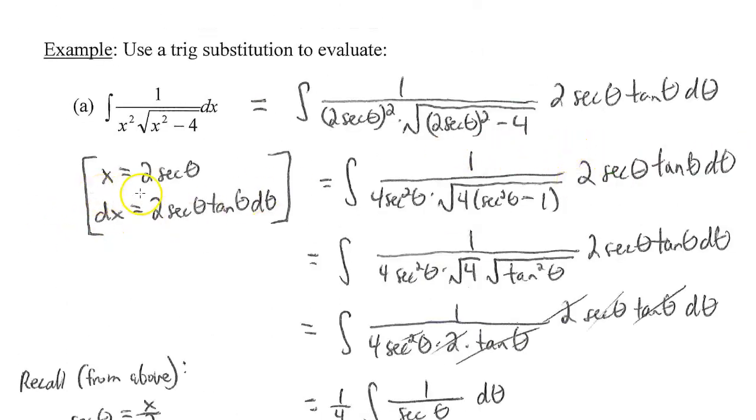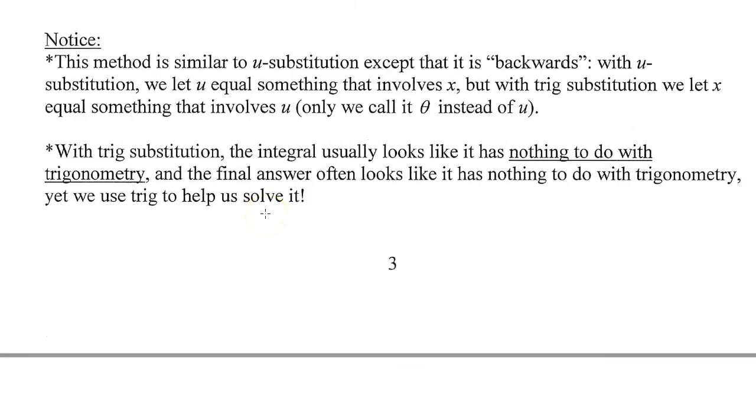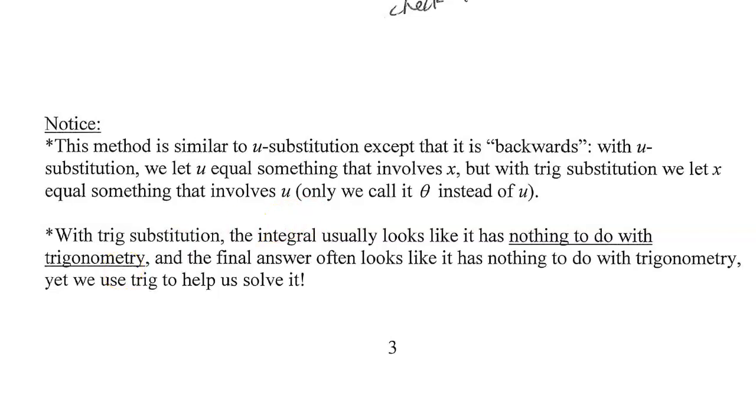So notice we didn't say u equals something that involves x. We said x equals something that involves u. Only, again, we're calling it theta. Okay, and instead of finding the du, we find the dx. Okay, but again, it's similar in the sense that it's a substitution. And again, the second thing I wanted to mention, I've already mentioned this, is that with a trig substitution, usually the integral looks like it has nothing to do with trig.